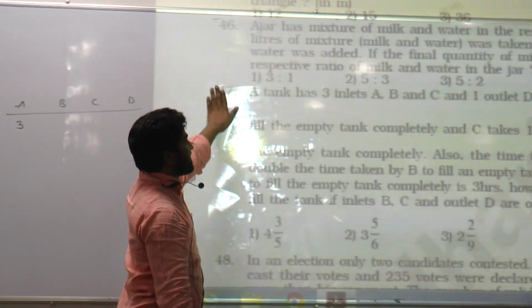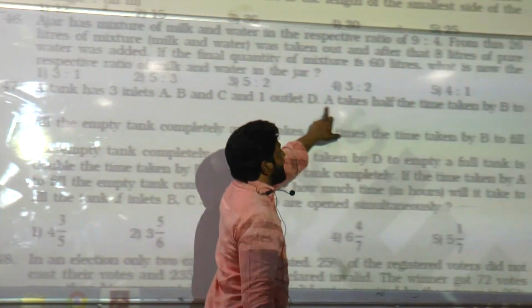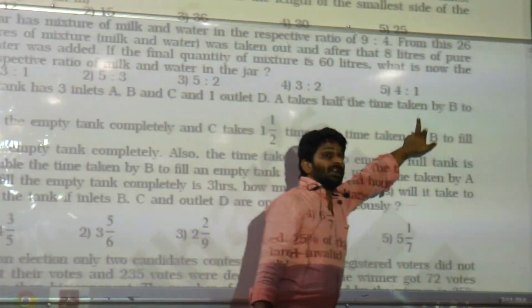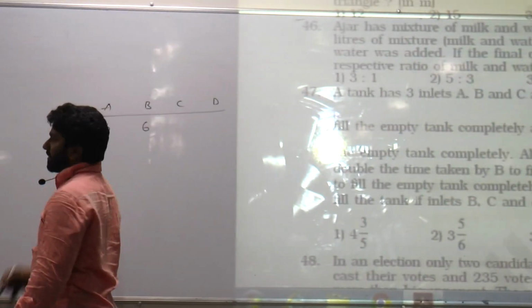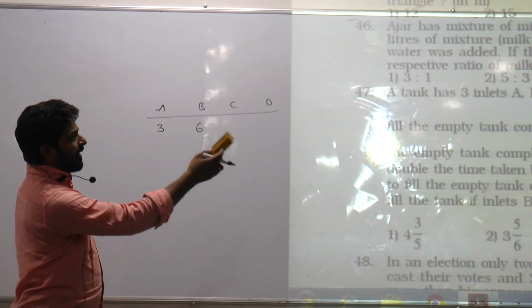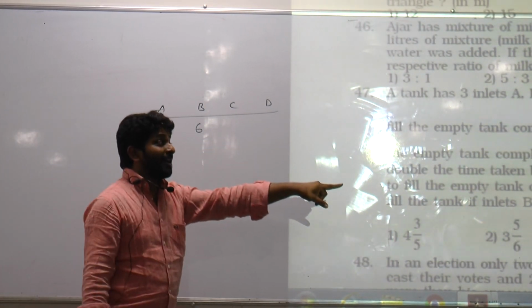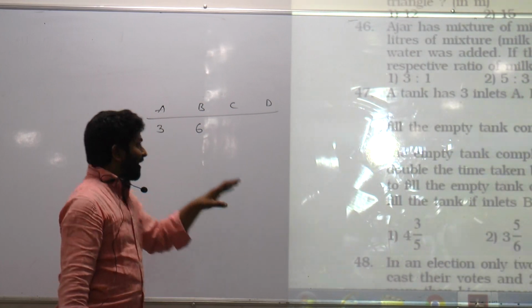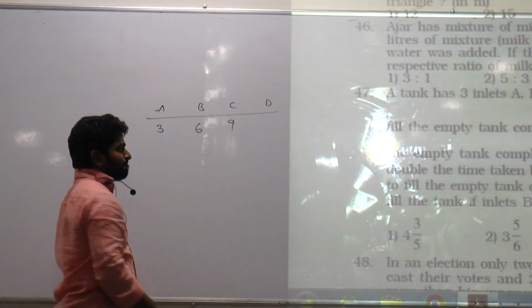And now here it says a tank has 3 inlets. Now forget about it. Look here. A takes half the time taken by B, in the sense B takes 6 hours. Then only 3 will be half of this number. And next, C takes 1.5 times the time taken by B. Time taken by B is 6. 1.5 times of this number is 9.